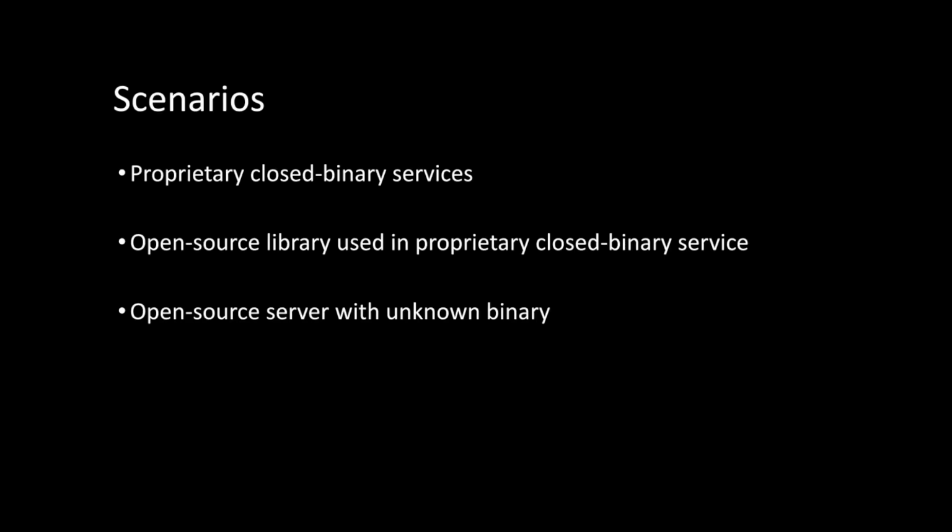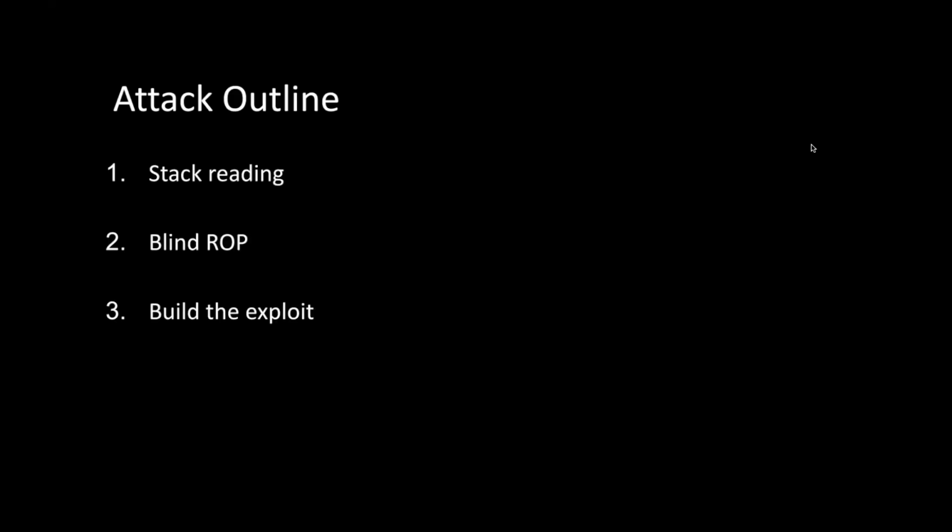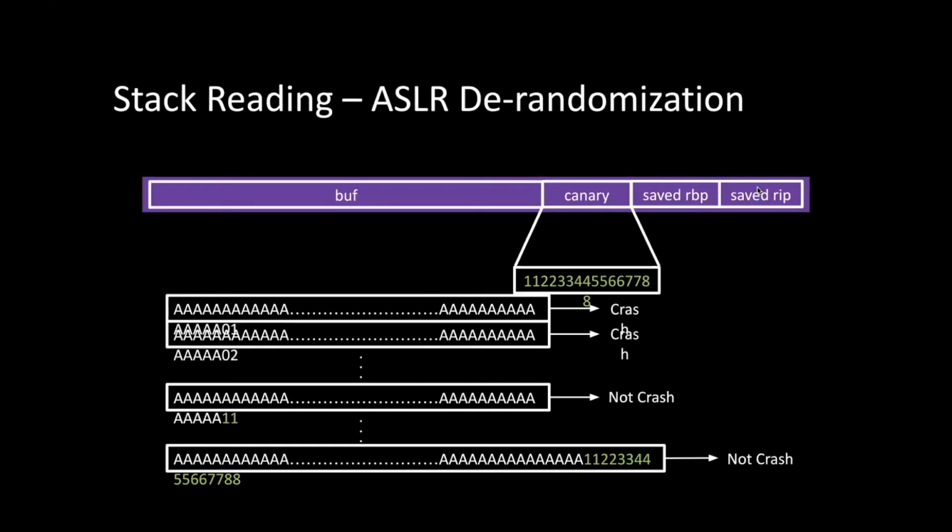BROP is used in the following three scenarios. First, proprietary closed binary services. Also, open source libraries used in proprietary closed binary services. And the last one, open source servers with unknown binary. What do we have? All we have is a server. So how should we do it? The attack outline is first, stack reading, second, blind ROP, third, build the exploit.